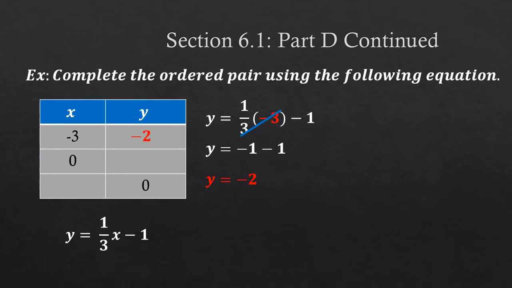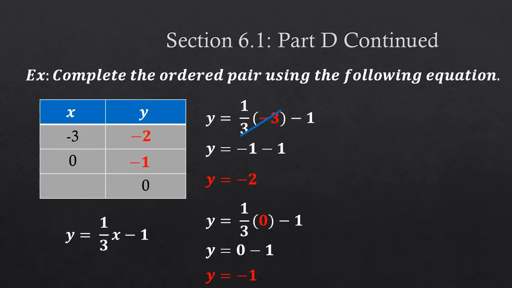Next, we will plug in 0 for x in the same equation. Of course, anything times 0 is 0, so therefore we have y equals 0 minus 1. So y equals negative 1. That is the missing half of that point.